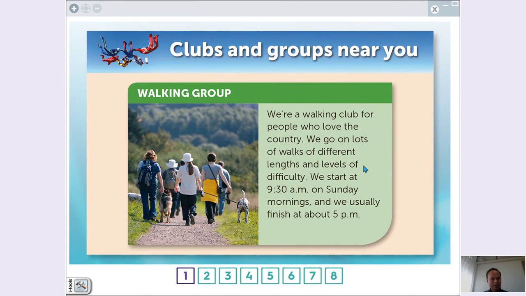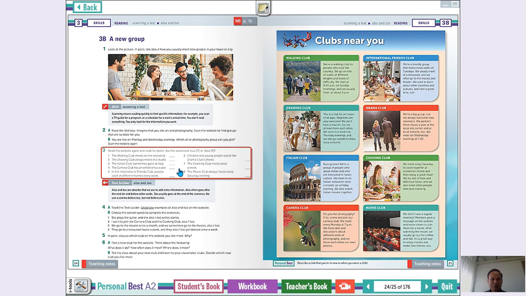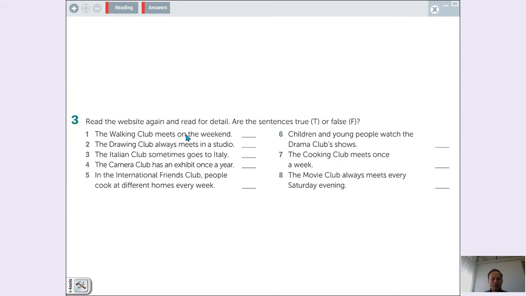They meet on weekends, yes or no? You go fast. We read, scan. Meet on the weekend. Weekend means Saturday, Sunday. So we start at 9:30 a.m. on Sunday morning. We usually finish at 5 p.m. So these activities start at 9:30 on Sunday. Sunday is a weekend, so this is the right answer. The first one meets on a weekend, so this one is true.